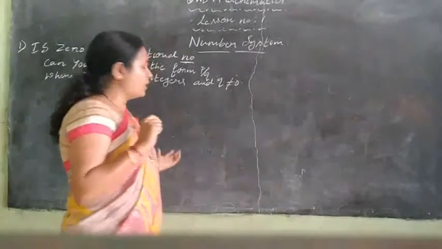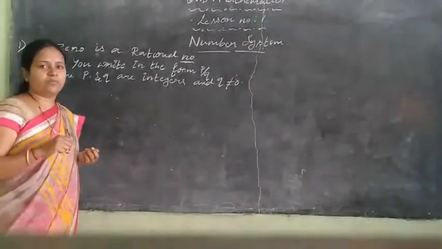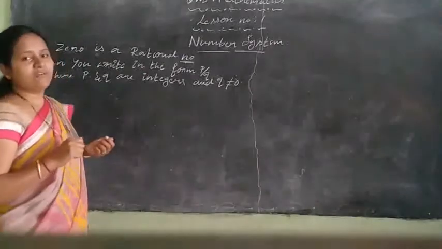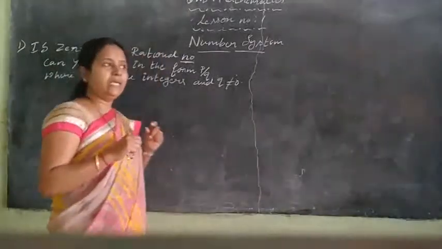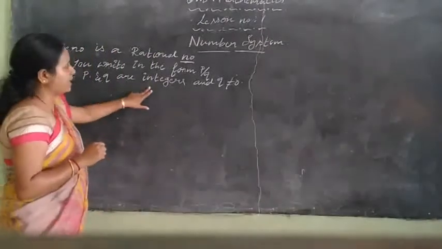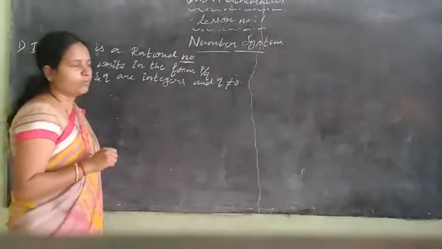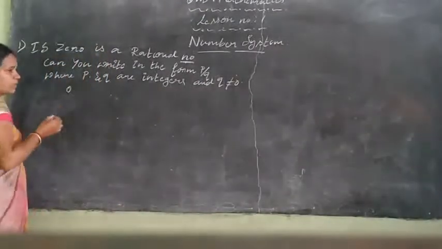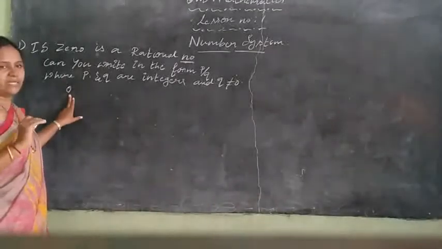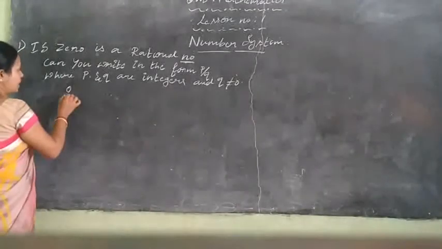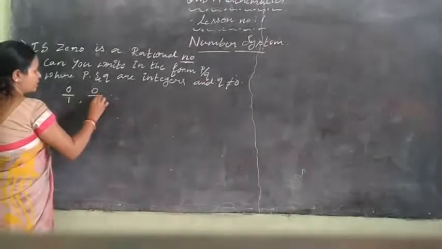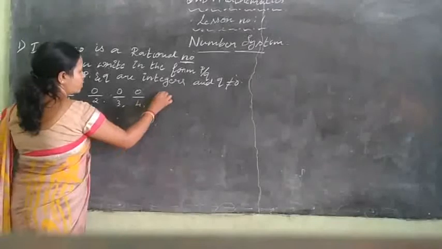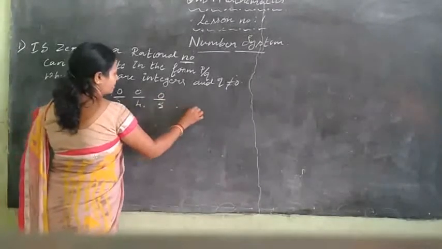Okay. So already we have studied about rational numbers, isn't it? What do you mean by rational numbers? Yes, rational numbers means the numbers which are expressed in the form of P by Q, where P and Q are integers and Q is not equal to 0. Okay, we take some examples, children. 0. If nothing is there in the denominator, we can write it as 1, isn't it? 0 by 1, 0 by 2, 0 by 3, 0 by 4, 0 by 5.